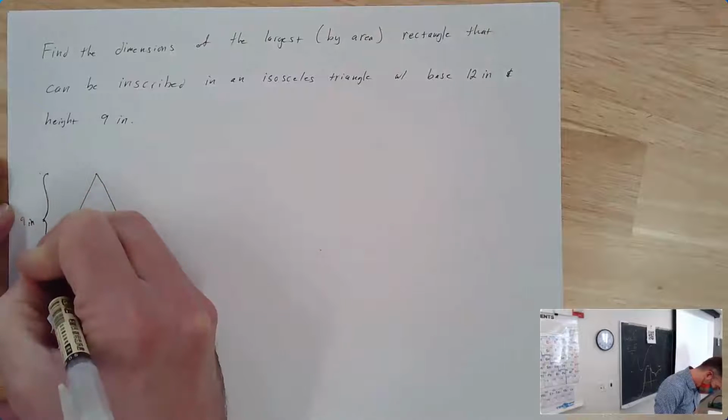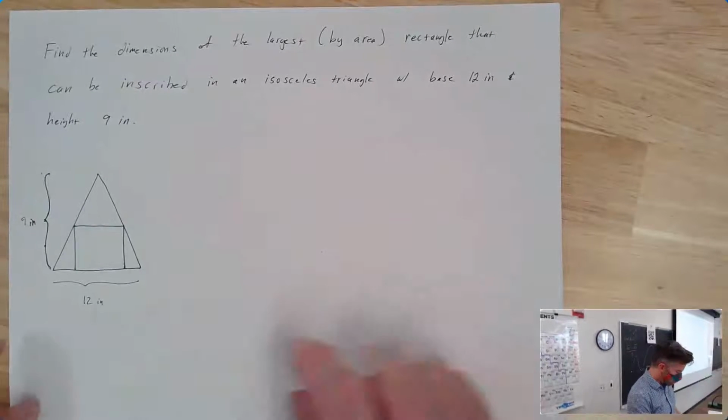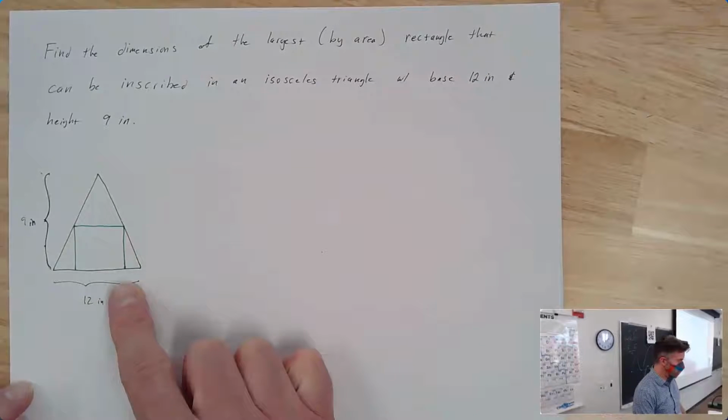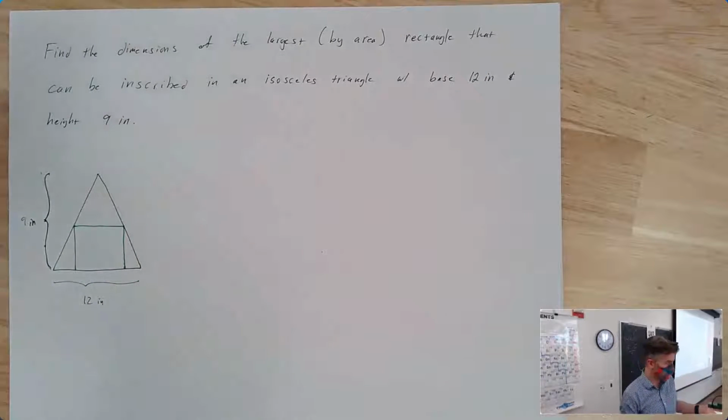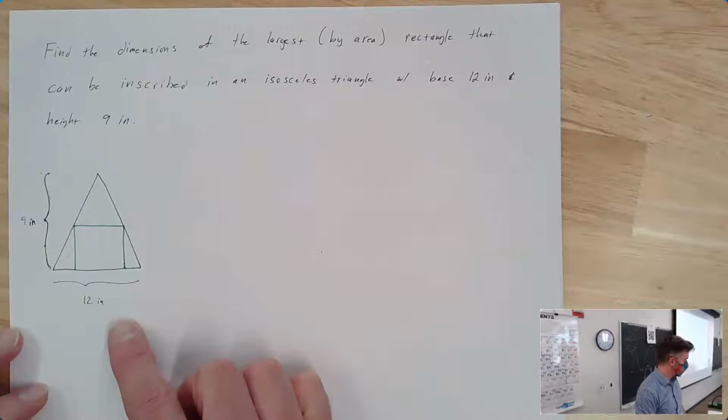We'll see how this relates to a cylinder inscribed in a cone in a minute here. So the problem with this is I don't know the dimensions of this rectangle. I want to find the dimensions that make it as big as possible. But I don't want to call it base and height because that's not going to be super useful.